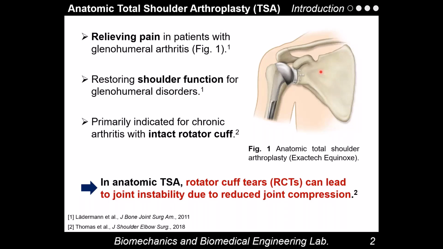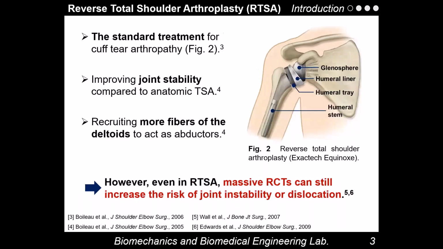So when the rotator cuff is torn, the joint loses stability, which is exactly why we should consider reverse TSA for more complex cases. Reverse shoulder arthroplasty, or RTSA, has become the standard treatment for conditions like cuff tear arthropathy. As we can see in Figure 2, RTSA reverses the ball and socket geometry by placing the glenosphere on the scapula side. This design improved joint stability compared to the anatomic TSA. The mechanical advantage here is that by medializing and distalizing the center of rotation, the system can recruit more fibers of the deltoid to act as abductors. This allows patients to regain arm elevation even when their rotator cuff is massively torn.